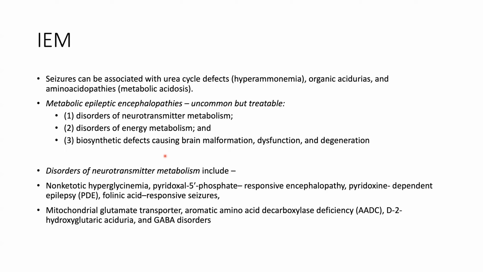So they can be classified into three groups, which I'm going to briefly discuss: disorders of neurotransmitter metabolism, disorders of energy metabolism, and biosynthetic defects causing brain malformation, dysfunction, and degeneration, right? So among these neurotransmitter disorders, you should remember vitamin responsive epilepsies. They include pyridoxine-dependent epilepsy, pyridoxal 5-phosphate responsive encephalopathy or epilepsy, and folinic acid responsive seizures, or FARS as we call them, right?